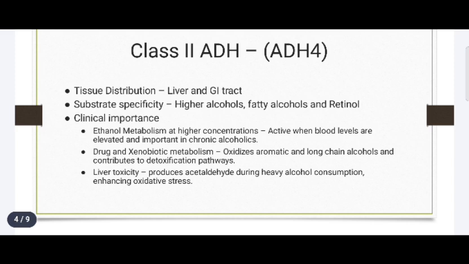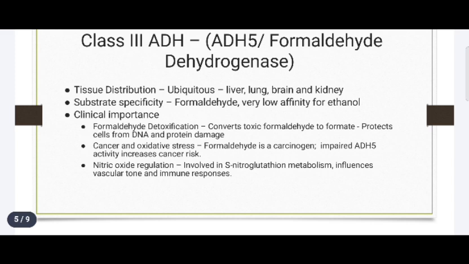Class 3 ADH is also called formaldehyde dehydrogenase or ADH5. It is distributed ubiquitously in almost all tissues like liver, lung, brain, and kidney. Coming to the substrate specificity, it is very specific for formaldehyde, as the name suggests, and it has very low affinity for ethanol. The main clinical importance of this class is in formaldehyde detoxification, where toxic formaldehyde is converted into formate, and it protects the cells from DNA and protein damage.